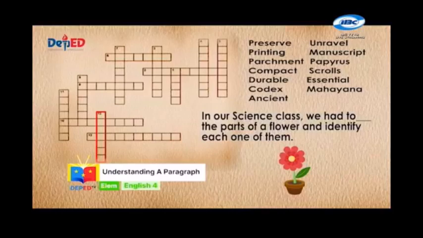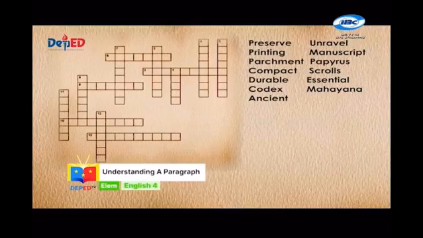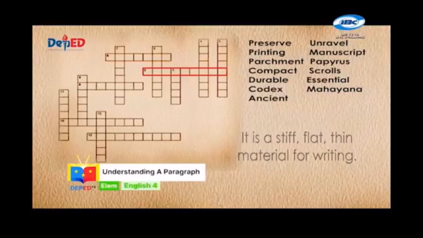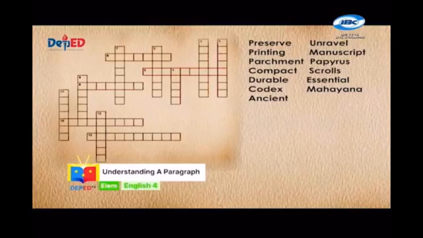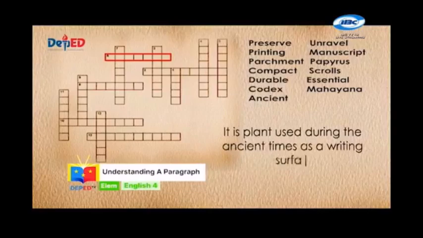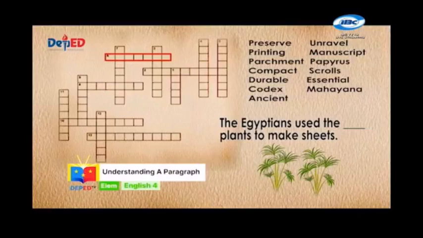We're halfway there. Let's proceed to the words under, across. Number 2. 9 letters. It is a stiff, flat, thin material for writing. I like to use papers for my journal. Number 6. 7 letters. It is a plant used during the ancient times as a writing surface. The Egyptians used the plant to make writing sheets.